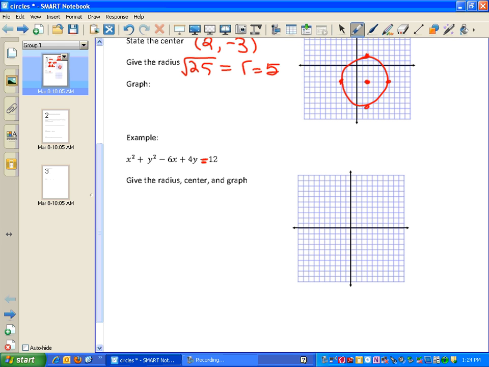So the whole idea is to get it into that standard form. And it's not in standard form right now, is it? This next one? Let's rearrange it. X squared minus 6x plus y squared plus 4y equals 12. So you've got to do some head scratching here. No, we rearranged. We just moved.